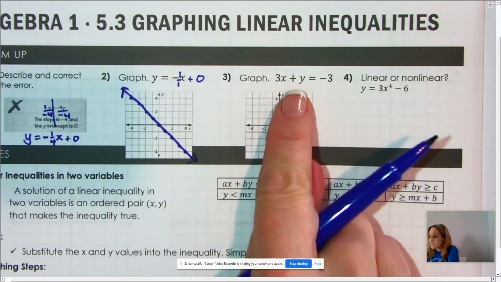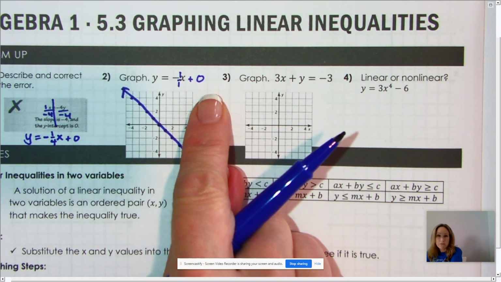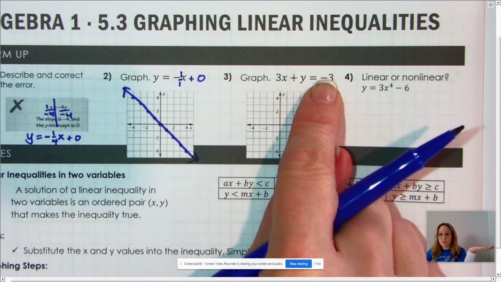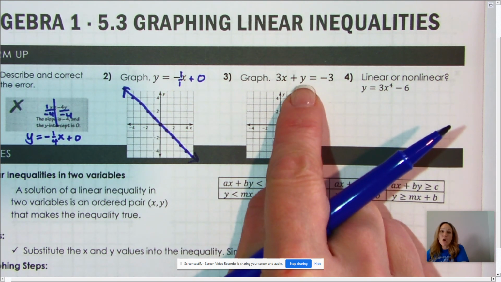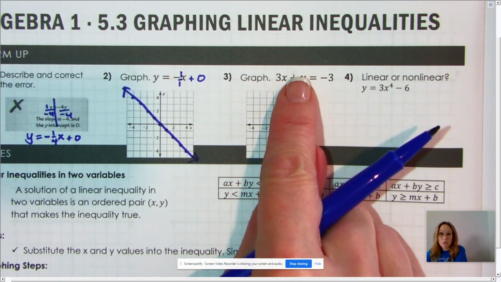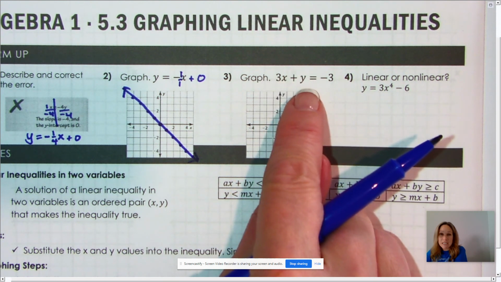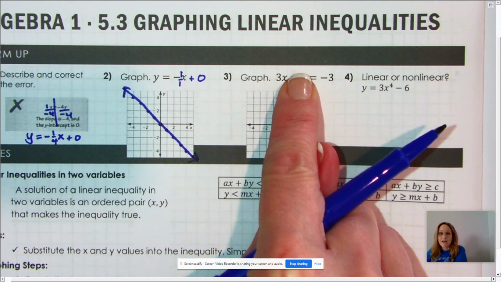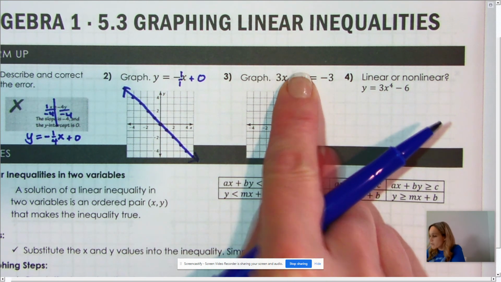Okay, this one is not written in slope-intercept form. So you have two choices. You could subtract the 3x to the other side, and then it would be in slope-intercept form. The y would be by itself. Or we could graph using intercepts. Remember, if I want to find x, I would put a 0 in for y, which makes the y go away. And so I get 3x equals -3.